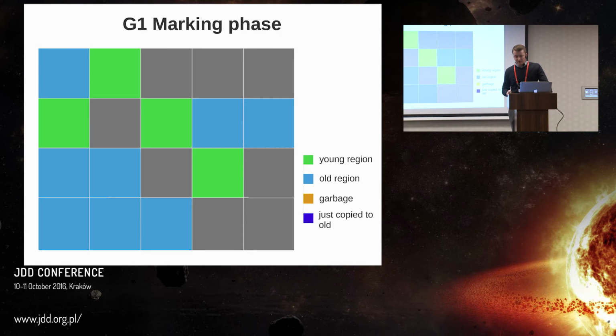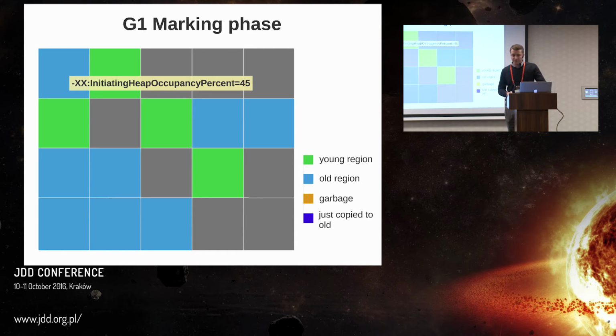Let's see the marking phase. The marking phase mostly is done in the background. So your application is working while G1 is traversing your whole heap and analyzing and marking alive objects. And this marking phase will start when your heap is occupied by more than 45%. But you can adjust this value, and by adjusting it, you can sacrifice more memory or more CPU to have better or lower application throughput.